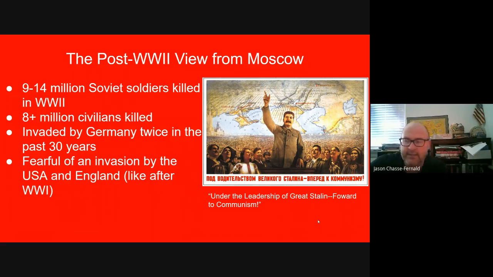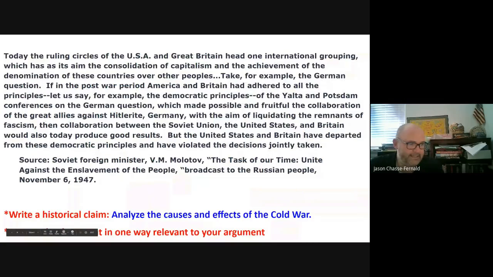You even had prominent American generals publicly making statements suggesting that since we already have our armies mobilized in Europe, we might as well go ahead and take Moscow, that it was an inevitability anyway. So there were legitimate reasons why the Soviet Union might believe that an invasion by Western forces was inevitable. All right. So that all being said, let's work on a claim, and let's do a sourcing activity.